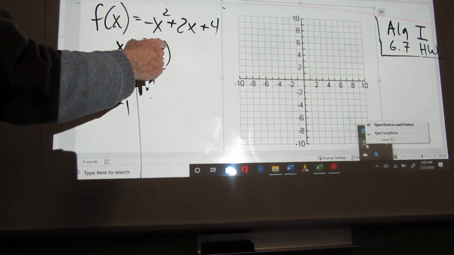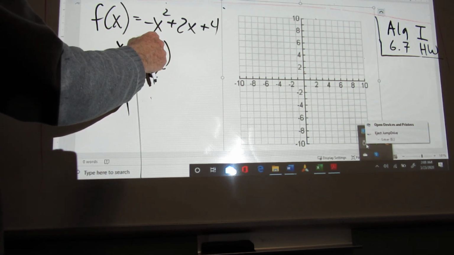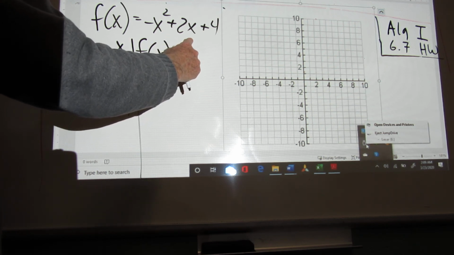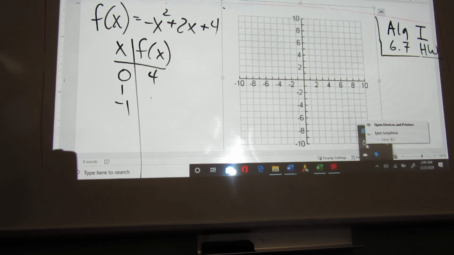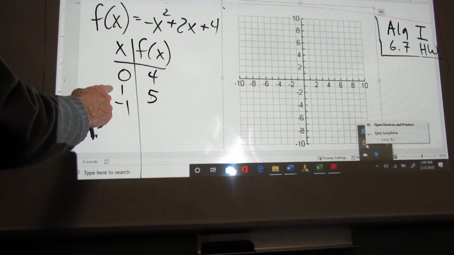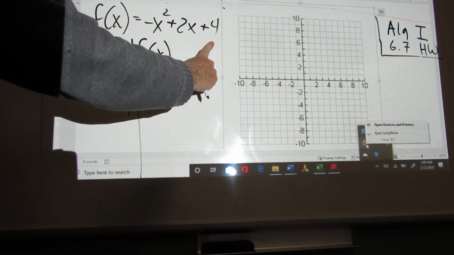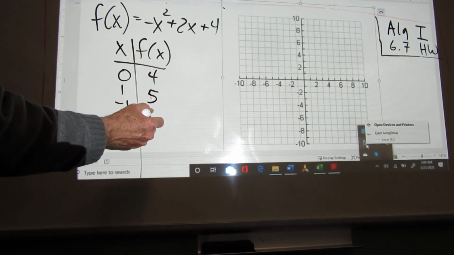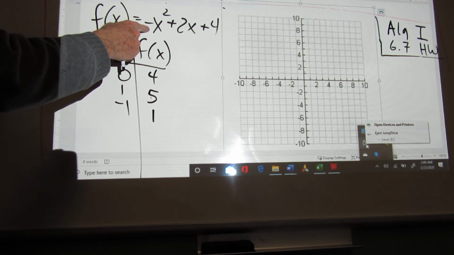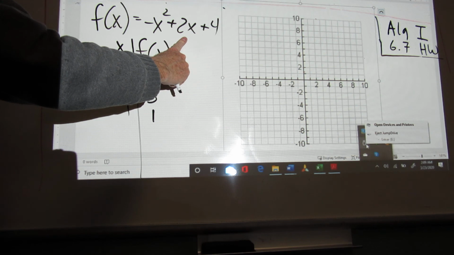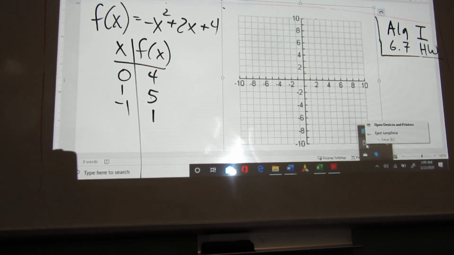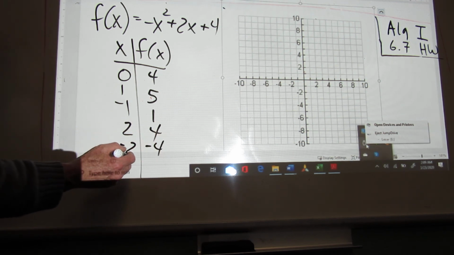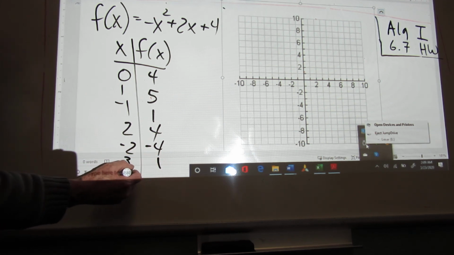If I put 1 in, I have negative 1 squared, negative 1, plus 2, plus 4, which is going to give me 5. Okay, so negative 1 plus 2 plus 4 is positive 5. If I put negative 1 in, I'm going to get 1. Why? Because this term here becomes negative. This is still going to be negative 1 minus 2, plus 4, which is going to give me 1. If I put 2 in, I'm going to get 4. If I put negative 2 in, I'm going to get negative 4. If I put 3 in, I'm going to get 1. If I put negative 3 in, then I get negative 11.